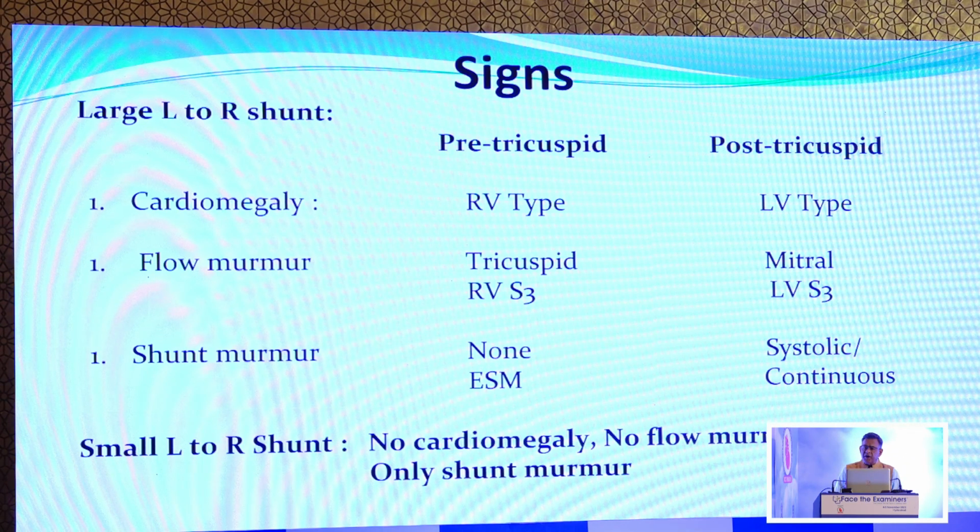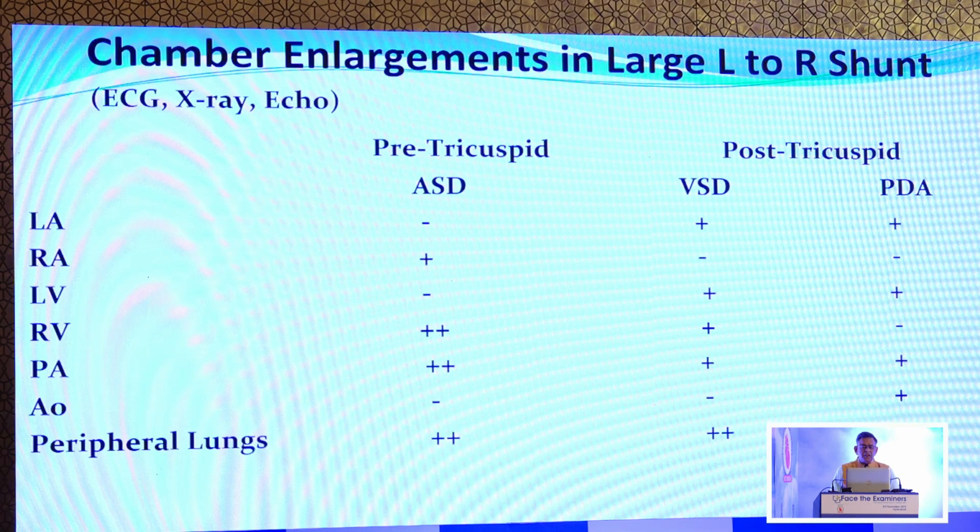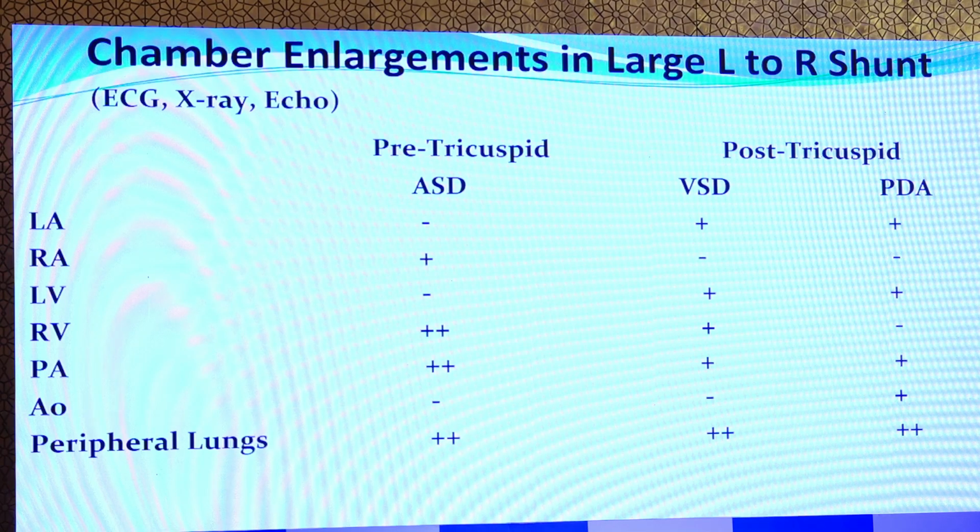In small left to right shunt, there will be no cardiomegaly, there will be no flow murmur, only shunt murmurs will be there. So that is how you will differentiate between small and large. Your idea is to get the large shunt out so that you can focus on them more. And these are the chamber enlargements. If you are a good clinician, you can see it clinically, or certainly by ECG, X-ray, and echo. So this is the sum.